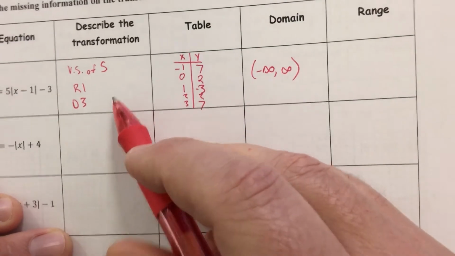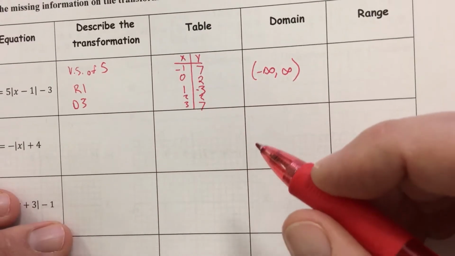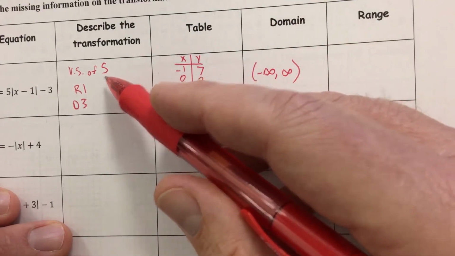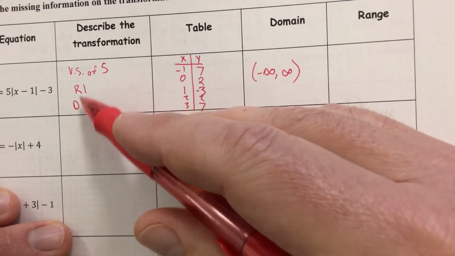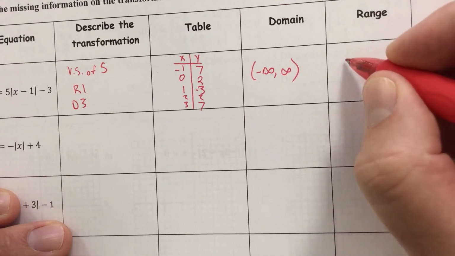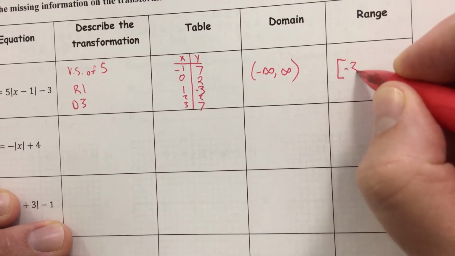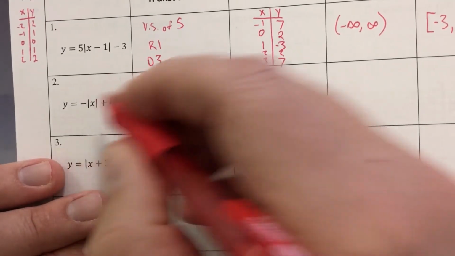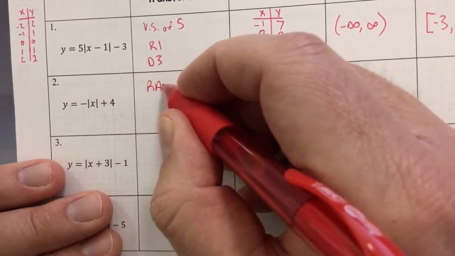So think back to the transformations that we had for this question. Vertical stretch of 5, that's not going to affect the range. Right 1, that's not going to affect the range. Down 3 will. So that's going to move our parent function down 3, so it should be -3 to infinity now. Okay, the next one, negative in front is reflection across the x.